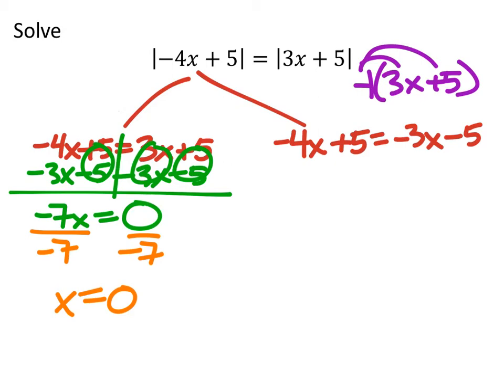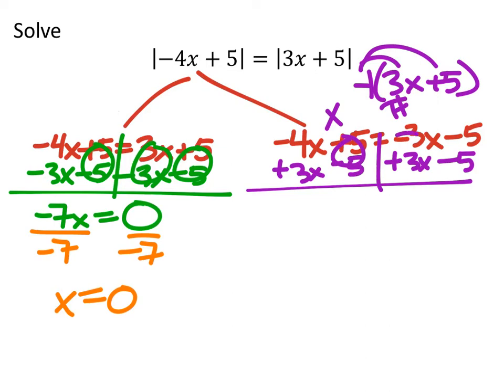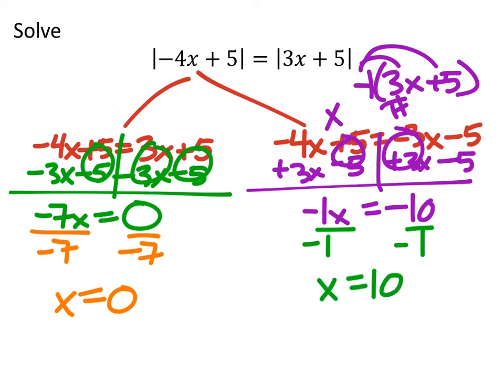But let's look at the other side, right? So again, we'll say the x's go on the left and the numbers go on the right. So I'll subtract 5 from both sides, while simultaneously adding 3x to both sides. All right, so that zeroes out here and here. Negative 4x plus 3x is negative 1x equals negative 10. And to finish this one off, we'll divide both sides by negative 1. And x equals 10.